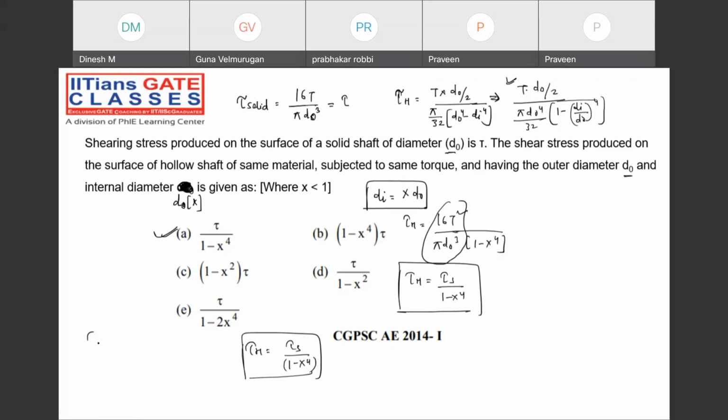So here what you are calculating? Suppose di is equal to d naught by 2. The question is complete, but I'm just moving beyond that. 1 minus 1 upon 2 to the power 4. So it is tau s divided by 15 upon 16. Now tell me, for the same torque, suppose the hollow shaft and solid shaft are both subjected to the same torque, which is going to fail first?